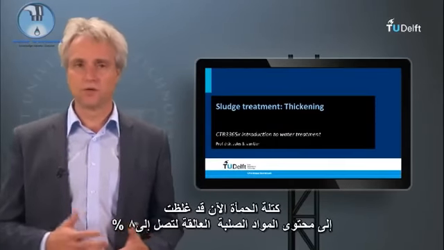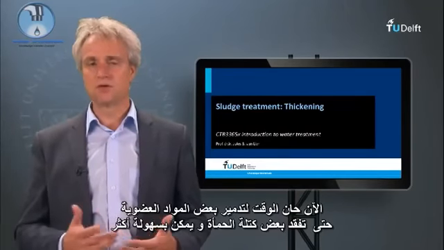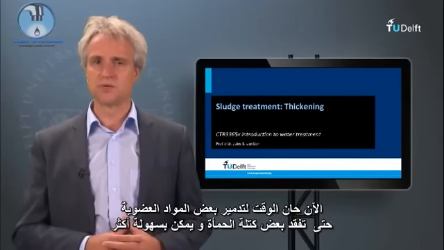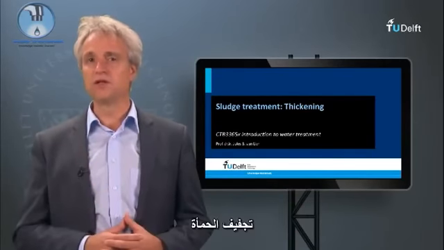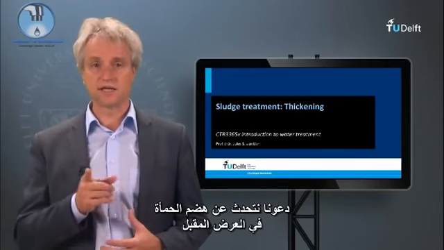The sludge mass is now thickened to an SS content up to 8%. Now it is time to destruct some of the organic matter, so we lose some sludge mass and can more easily further dewater the sludge. Let's talk about sludge digestion in the next presentation.